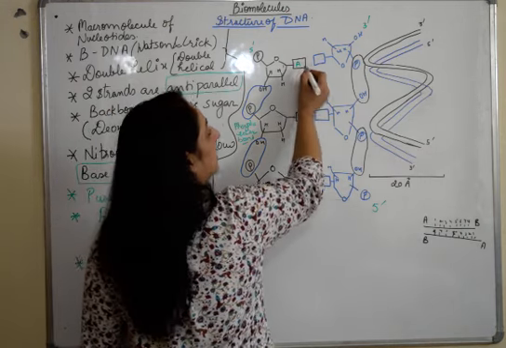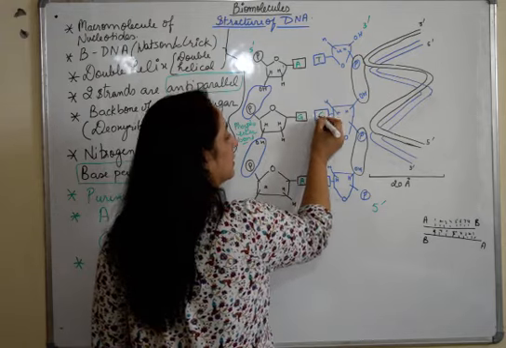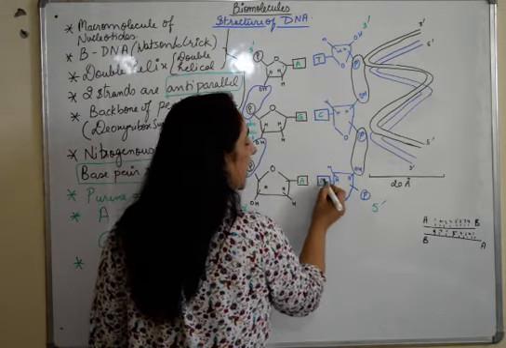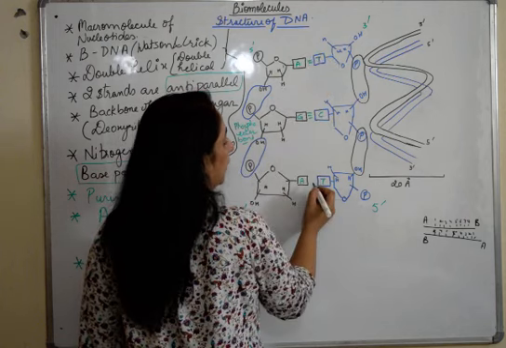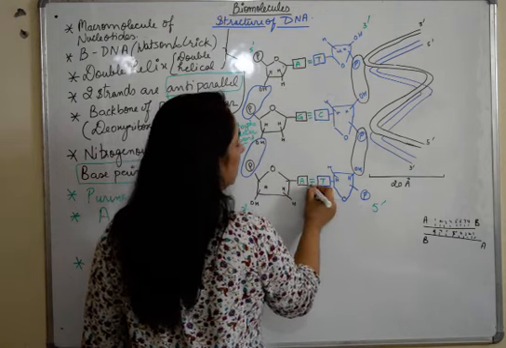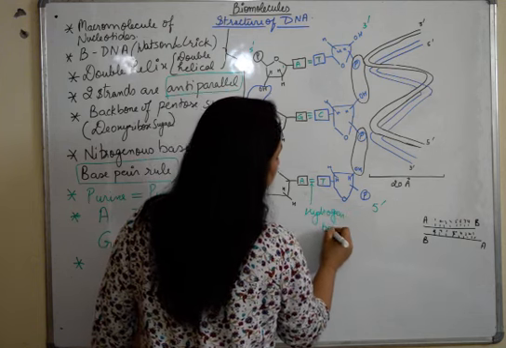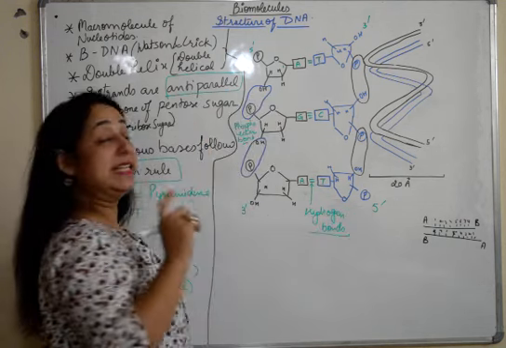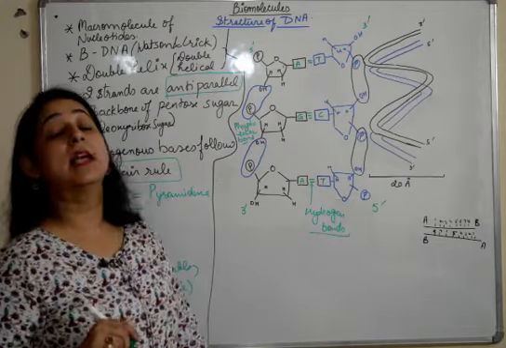Now adenine always pairs with thymine. We'll have thymine here. Guanine always pairs with cytosine. Adenine with thymine. Now bonds: double bond here, triple bond here, double bond here, and these are hydrogen bonds. So this is how the organic structure of a DNA is made.